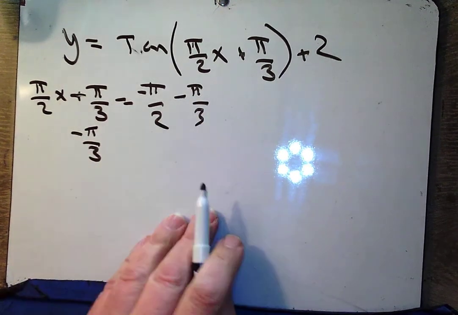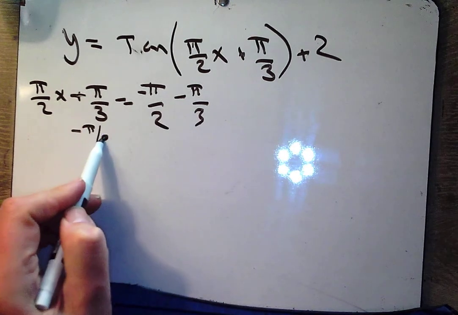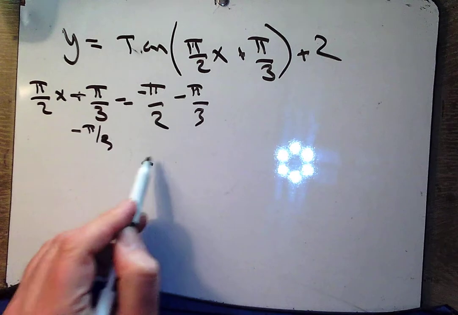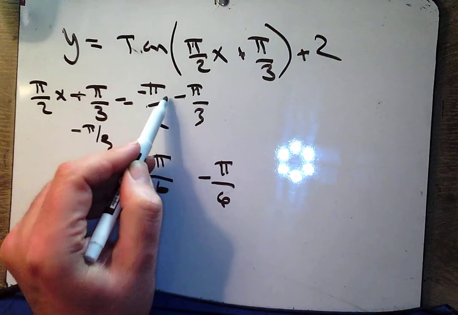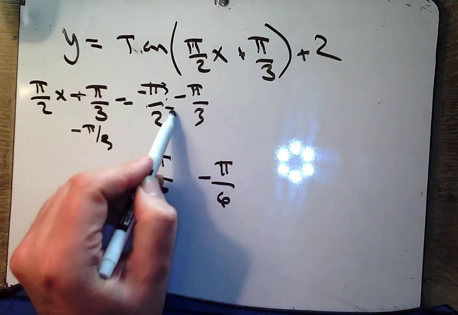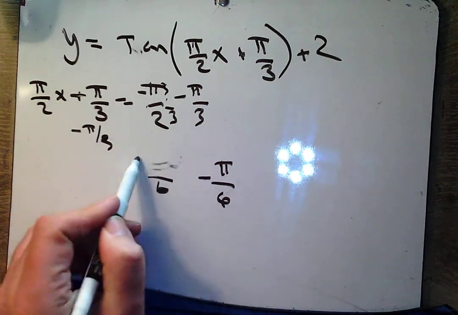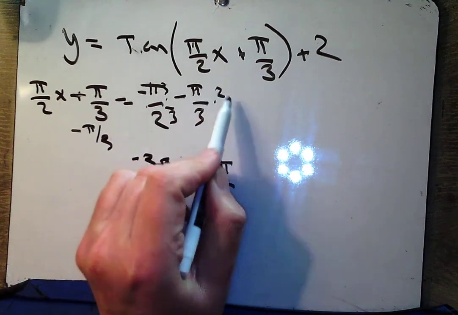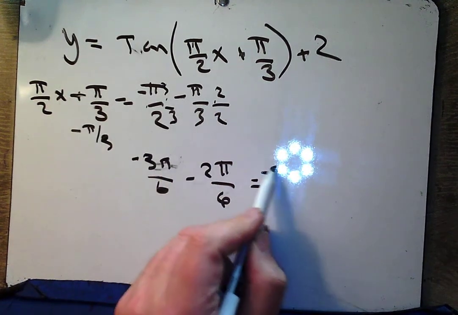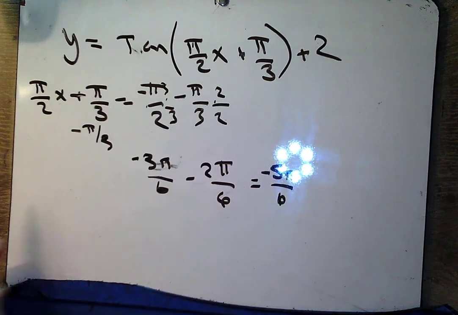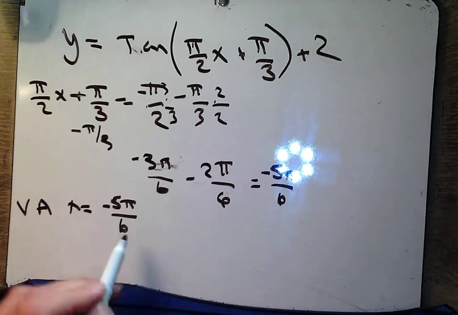Well, in order to do this, Mrs. Rowan told me in the 7th grade that I need to make a common denominator. So that common denominator is going to be sixths. I multiply here by 3 over 3. That gives me negative 3 pi over 6. And here by 2 over 2. And that gives me negative 2 pi over 6. So that's negative 5 pi over 6.